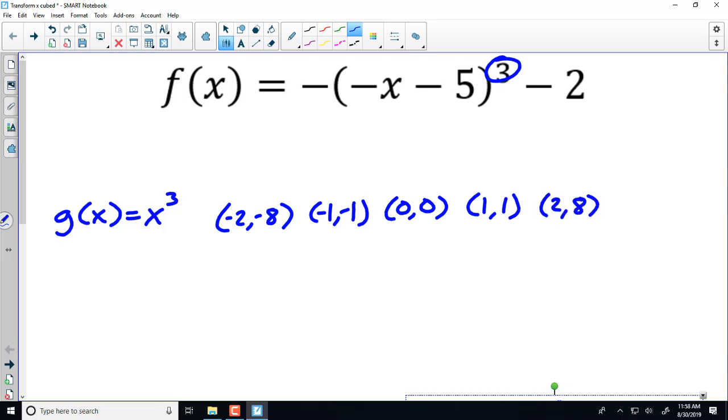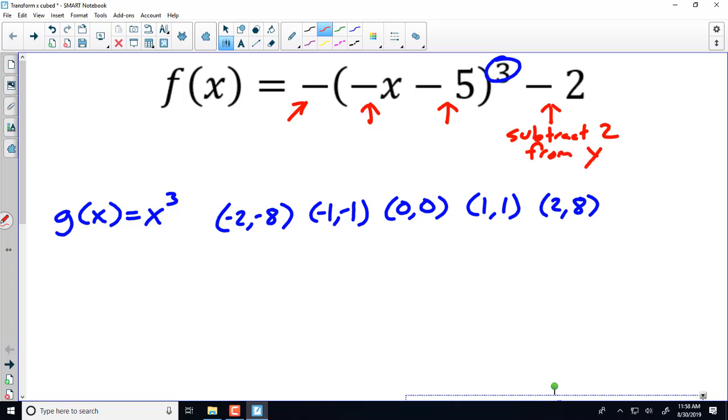Now we're going to change those ordered pairs dictated by the changes that have been made to the function, and what we see in the f of x equation up here. Well, I see a -2, I see a -5, I see a minus directly in front of the x, and I see a minus in front of the entire equation. Each one of those is going to cause some change to g of x, and we're going to change the ordered pairs accordingly. The -2 here at the far right is going to make the whole graph shift down 2 units. The way we accomplish that is we subtract 2 from y.